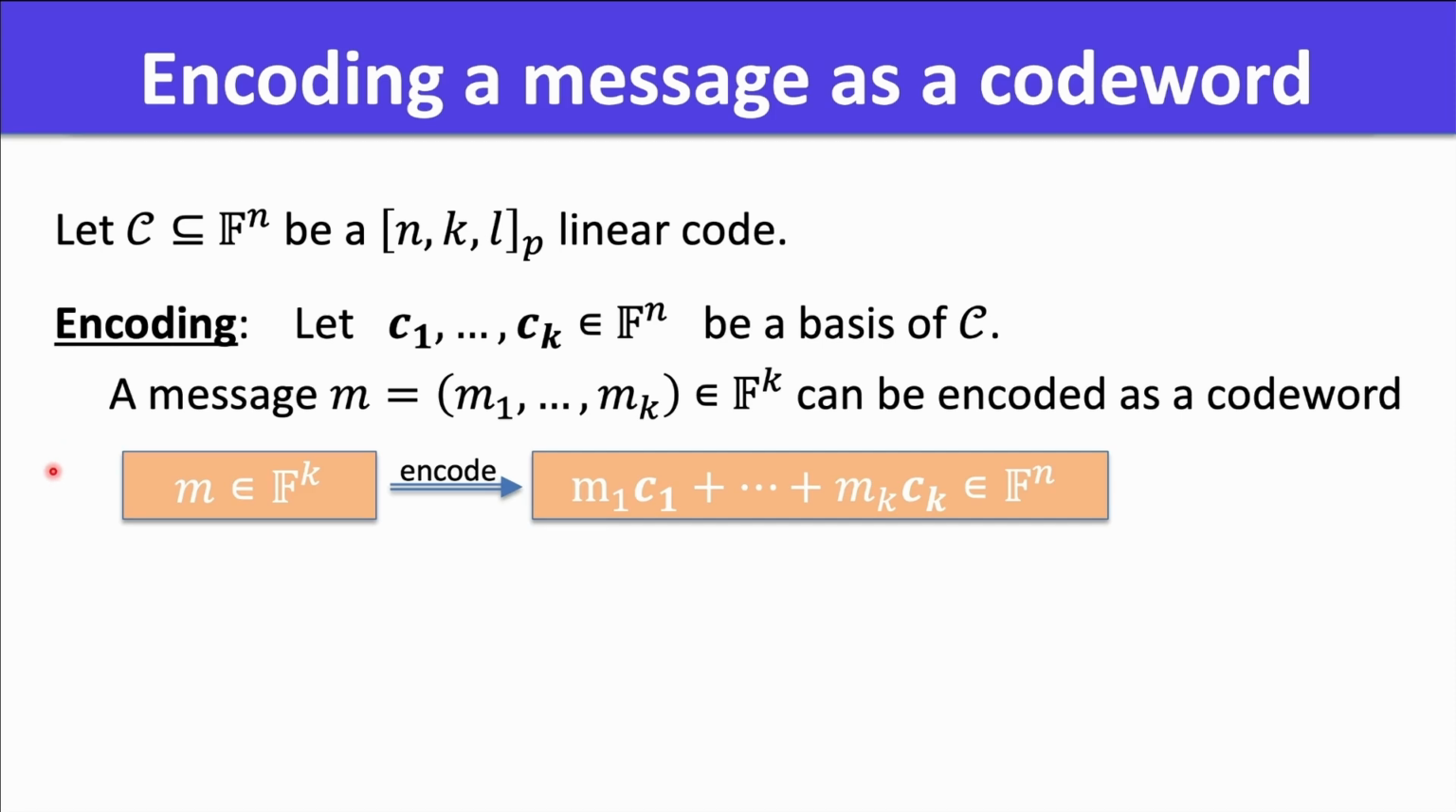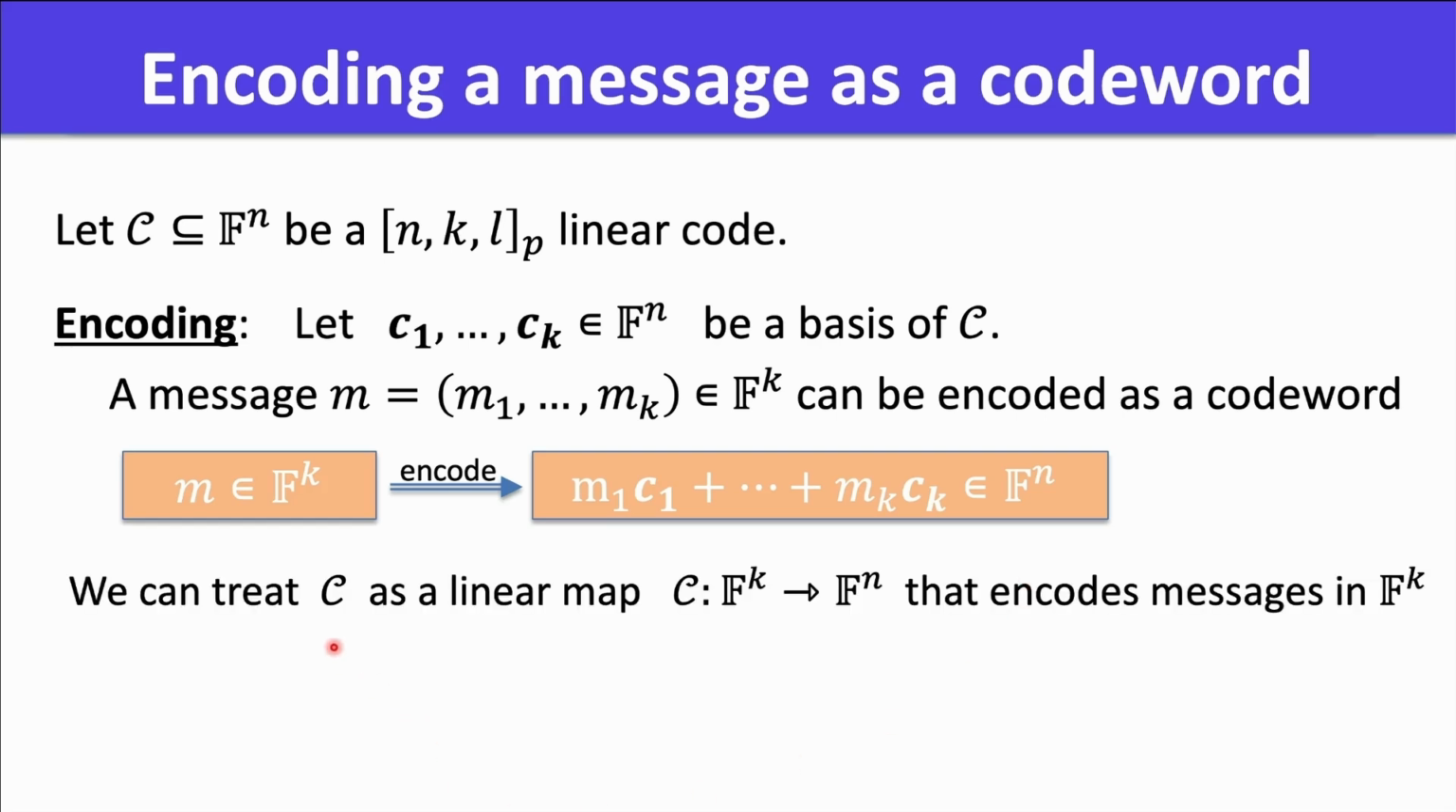Now, messages can easily be encoded into a linear code. Since C is a linear subspace of F to the n, we can look at a basis of the code. Let's call those basis code words C1 to Ck. There are k of them because the code has dimension k. And then for a message of length k, we'll treat messages as vectors of length k. We can encode that message as a code word simply by taking a linear combination of the basis elements in the code. You notice that what this does is it expands the message a bit: we started with a vector of length k, and we ended up with a vector of length n, which is a little bit bigger.